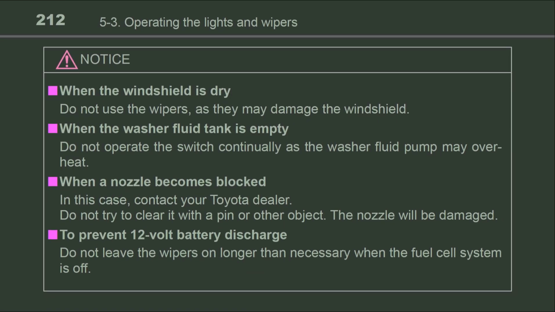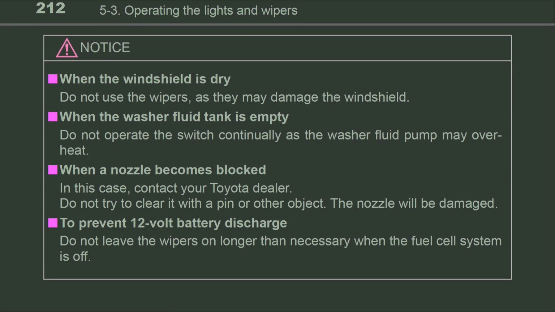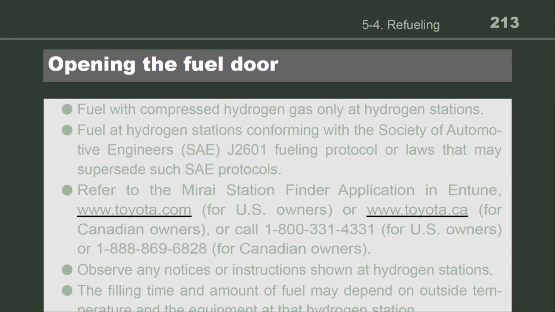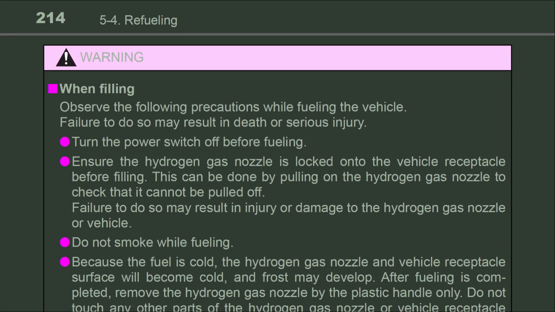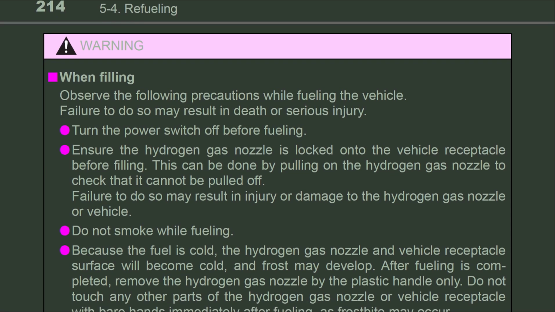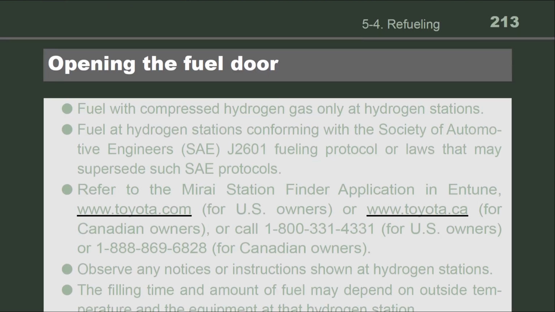212. 5.3. Operating the lights and wipers. 5.4. Refueling. 213. Close all the doors and windows. Set the parking brake. Shift the shift position to turn the power switch off. Turn off the headlights. Fuel type: compressed hydrogen gas. Notes on fueling.